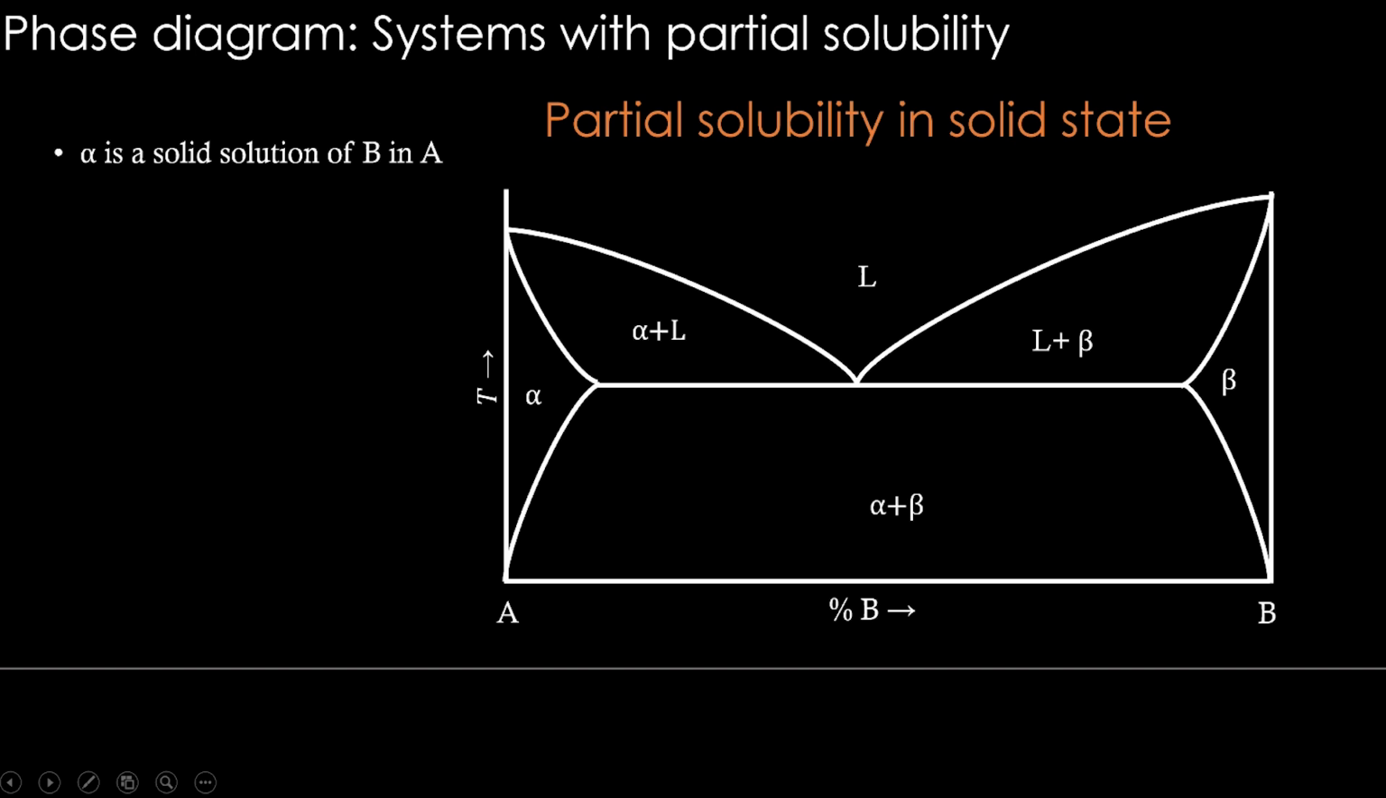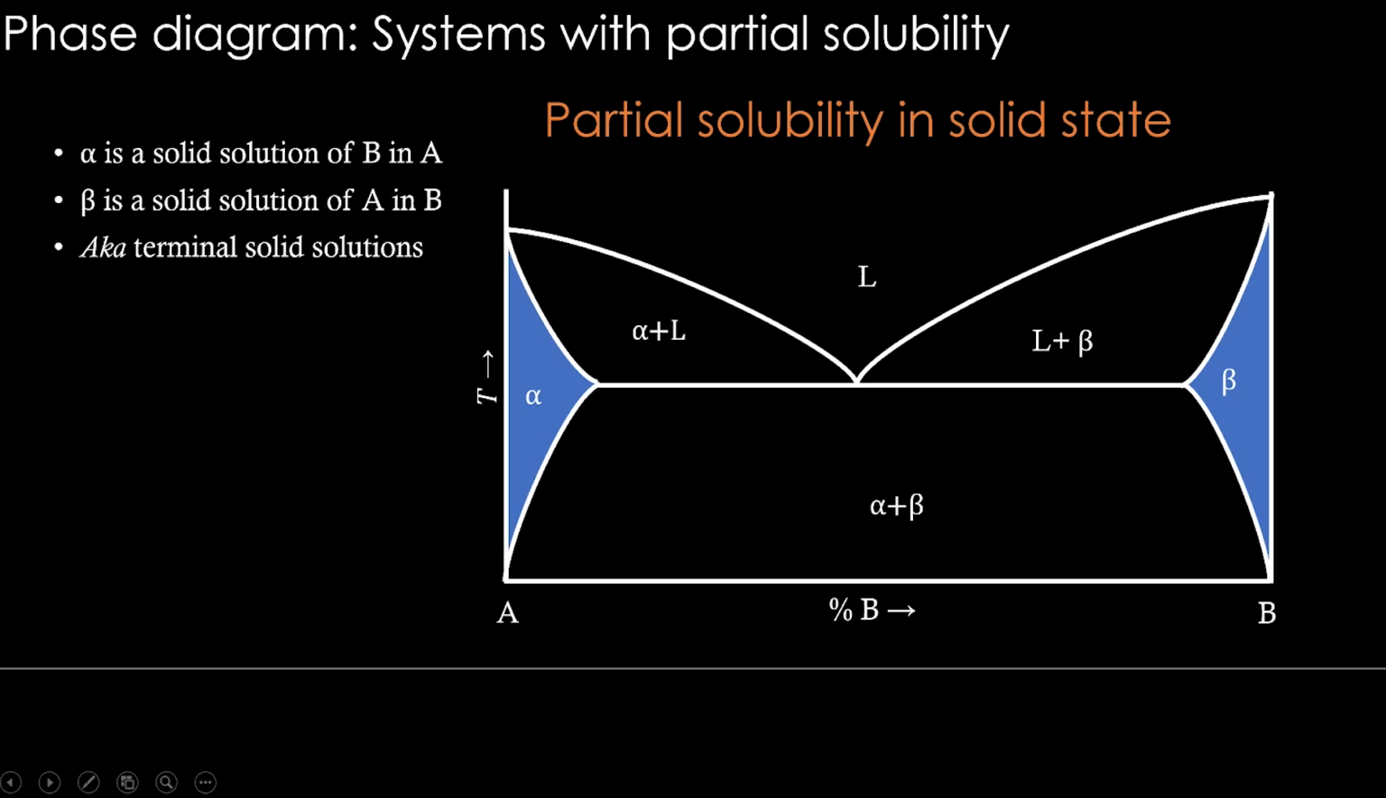Alpha is a solid solution of B in A. So A is like the solvent and B is dissolving in that, that is alpha, and this is the range over which alpha is stable, right? Similarly, beta is a solid solution of A in B. So B is the solvent here, so it is going to look like this. In B, A can dissolve up to this much, that's the meaning.